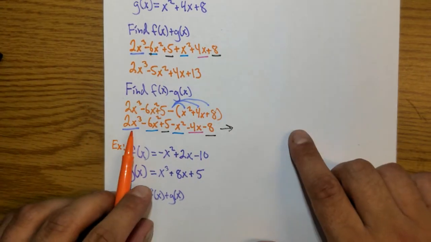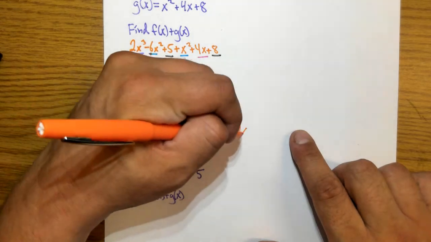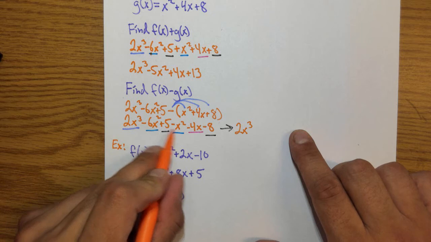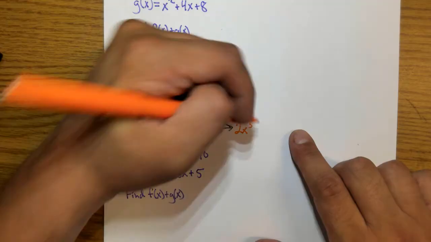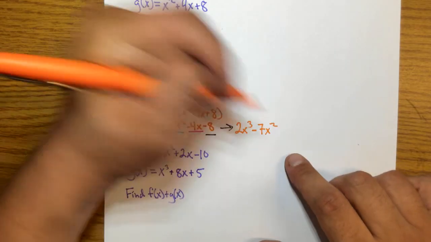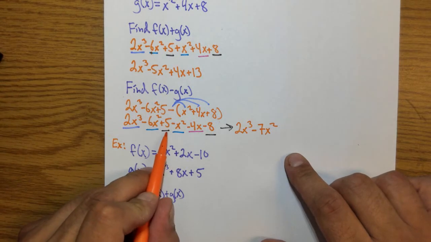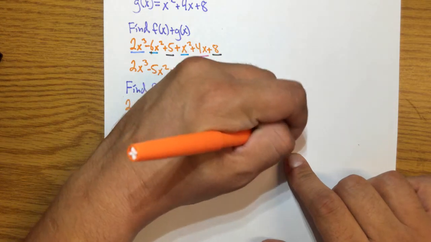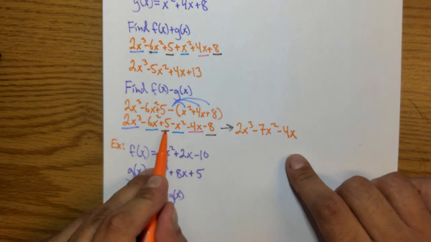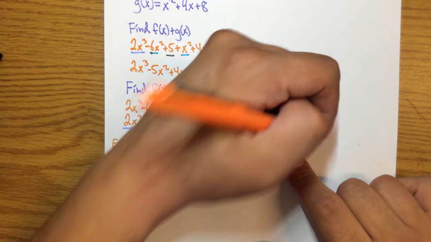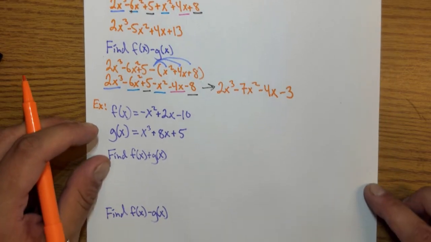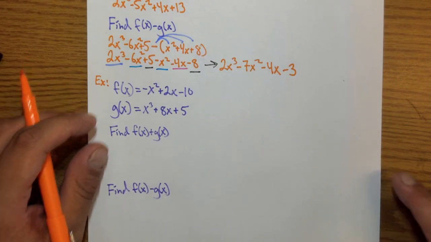So let's see here. We have 2x cubed. We have two x squared terms, so negative 6x squared minus 1x squared is going to give us negative 7x squared. And then we have one x term, so minus 4x. And then 5 and negative 8, that's negative 3. And so there we have, that's the difference. Let's do two more examples.